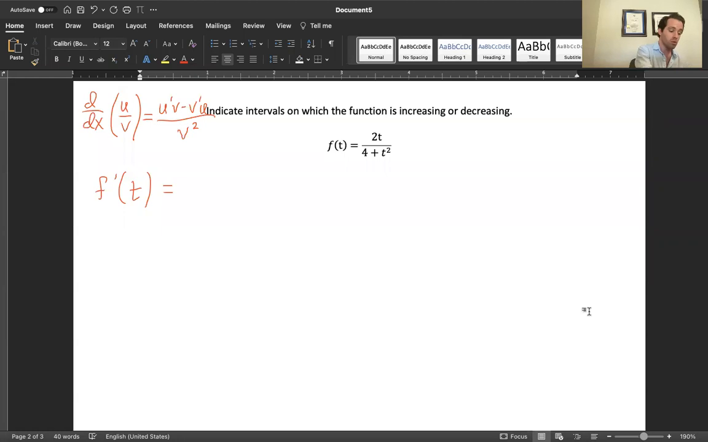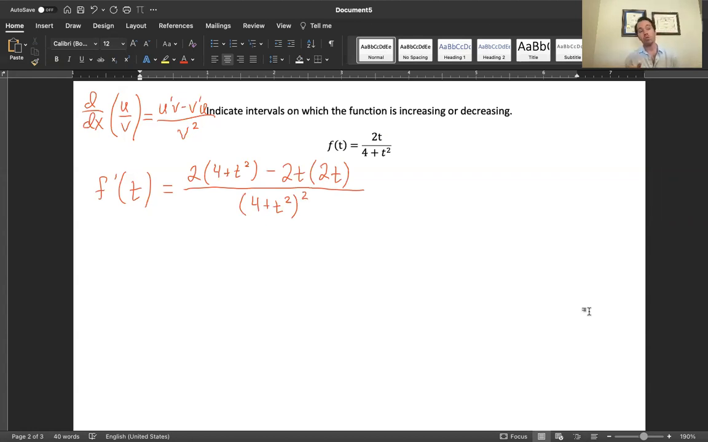This is 2, because after all, the top is 2t. So derivative of the top times the bottom, that's 4 plus t squared, minus derivative of the bottom, that's 2t, and then times the top, that's 2t. Again, it's a coincidence. On the bottom, you divide by 4 plus t squared, and then you square that.